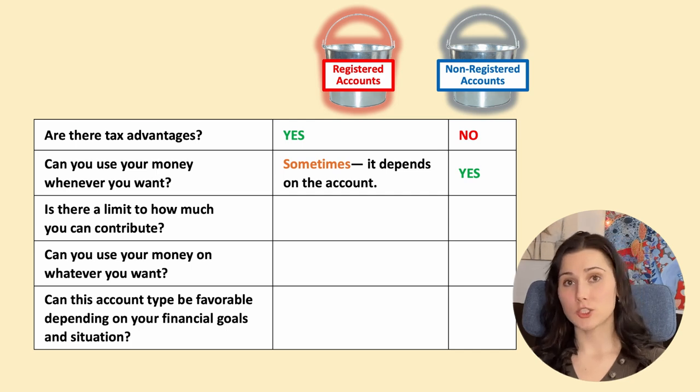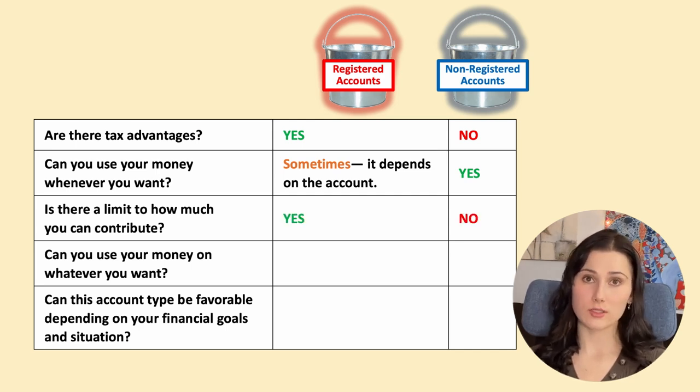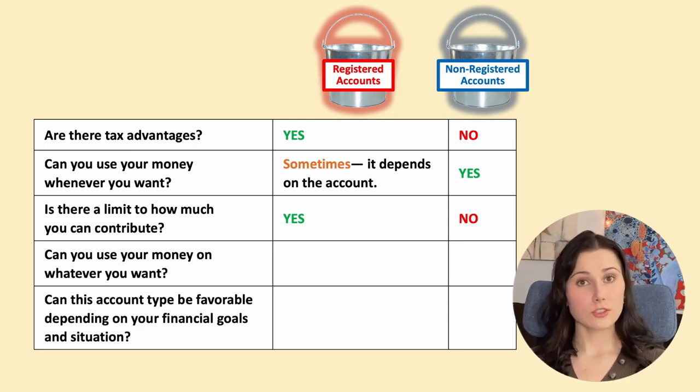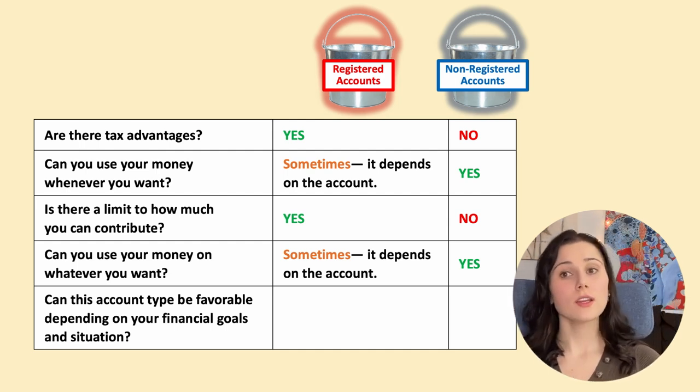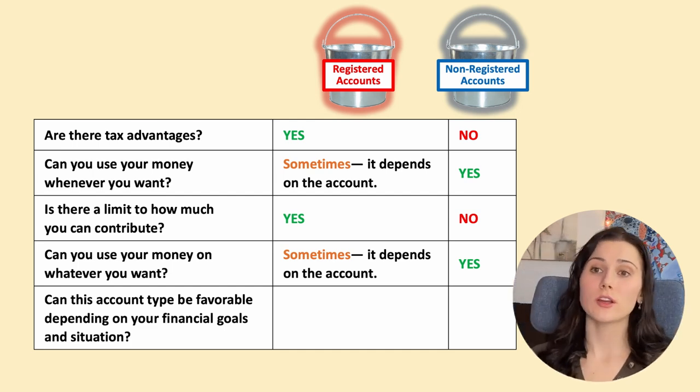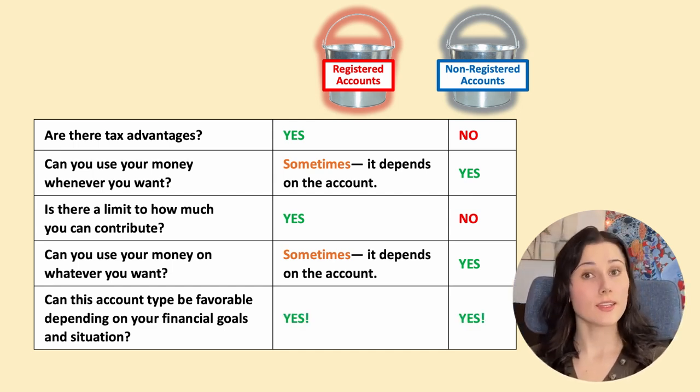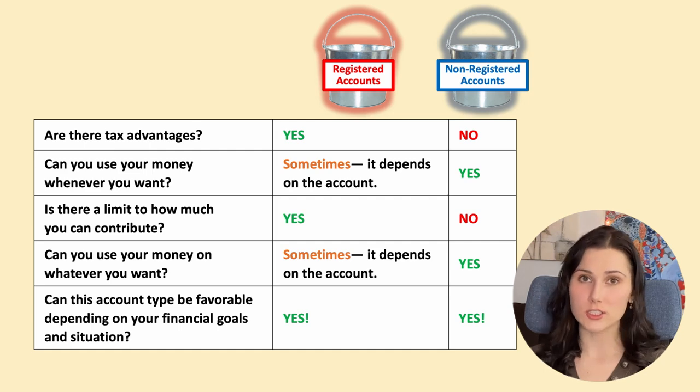Is there a limit to how much you can contribute? Yes, registered accounts have limits because the tax advantages can be quite powerful, whereas non-registered accounts do not have any limits because you've already paid taxes on all the money in those accounts. Can you use your money on whatever you want? Sometimes in the case of a registered account, yes in the case of a non-registered account. And finally, are these types of accounts favorable depending on your financial goals and situations? Yes, both accounts are favorable, and I strongly suggest talking to a financial advisor about your specific situation if you're confused about whether you want a registered account or a non-registered account by the end of these 3 videos.